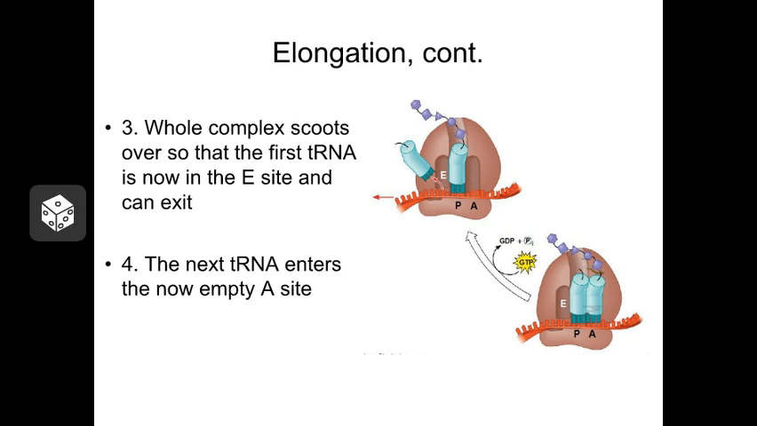So what will happen is that all of these components will scoot over by one codon, by one series of 3 nucleotides in the mRNA. That's going to put the original tRNA in the E site. And remember, E stands for exit. So this little guy is going to leave. He's going to go find another amino acid and attach it to the top so it can do the job again. The tRNA that is now in the P site has the amino acid chain attached to its top.